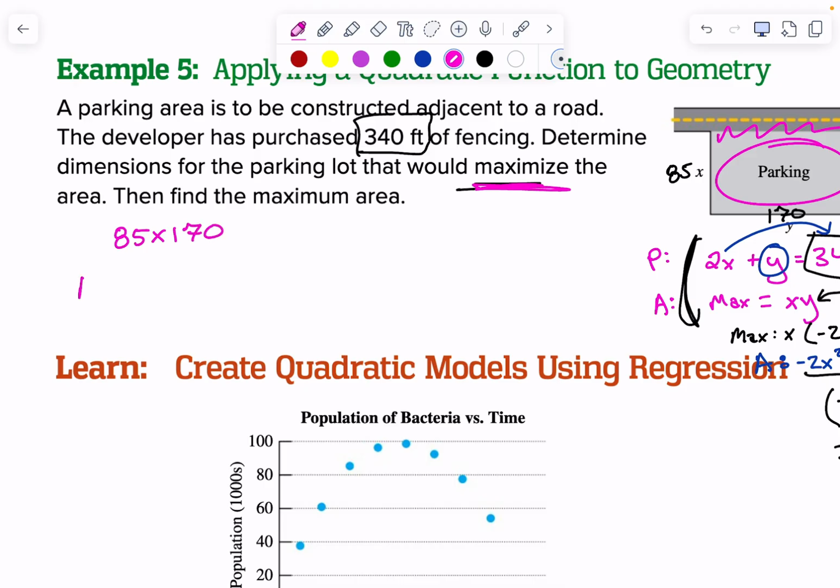So what would the area be if you do 85 by 170? 14,450. Okay, real quick. If you would have made it a square, its area would have been 7,220.